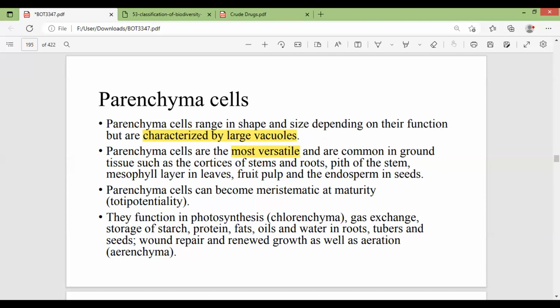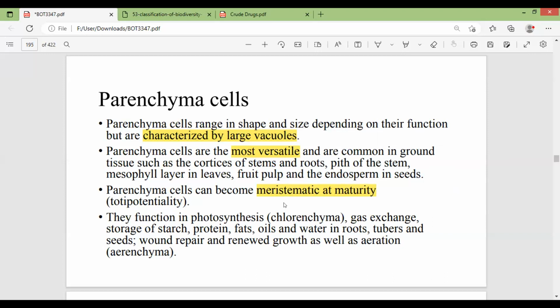Parenchyma is common everywhere; you will find it nearly everywhere. That's why I say the most versatile. The other thing about parenchyma cells is that they can become meristematic at maturity. In plants, just think of meristematic as the ability to grow. Meristematic stem cell, meristematic roots, all of that. Ability to grow. So we are seeing parenchyma cells will function in all of these places.